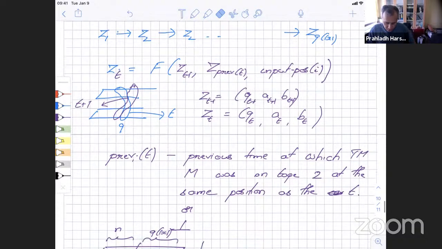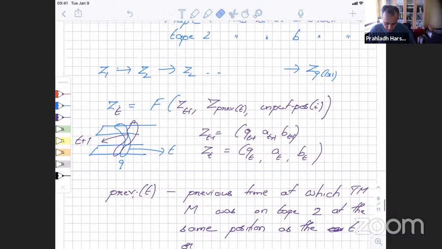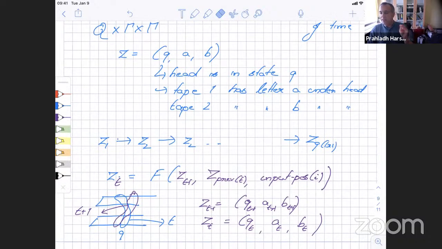Let's go over this once more, and we'll do the whole thing a little bit again at the beginning of next lecture. Once again, what's a snapshot? A snapshot is what the head sees at time step t. It's not the whole tape. It's not what you see as an outside observer. It's just what the head sees. It's the state of the head and the two symbols it reads.